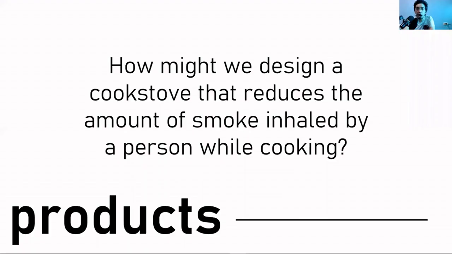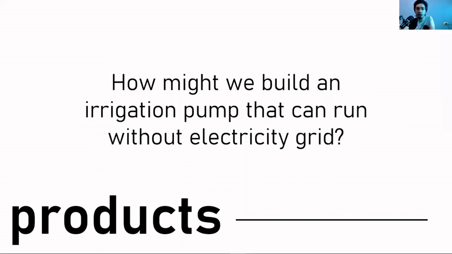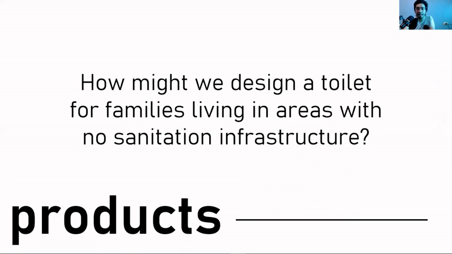We have: how might we design a cook stove that reduces the amount of smoke inhaled by a person while cooking? How might we build an irrigation pump that can run without an electricity grid? And lastly, how might we design a toilet for families living in areas with no sanitation infrastructure?